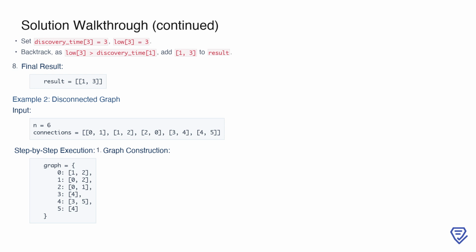Since low, 3, is greater than discovery_time, 1, it means the edge (1, 3) is a critical connection, and we add it to our result list. With the DFS traversal complete for this graph, the final result contains only one critical connection, (1, 3). This concludes example 1. Now, let's consider a new example 2, where the graph is disconnected.